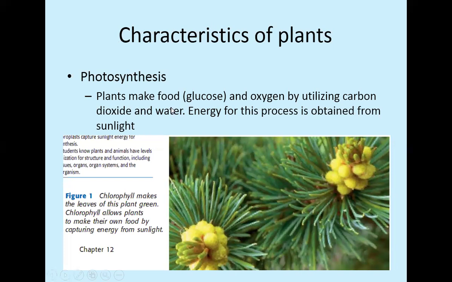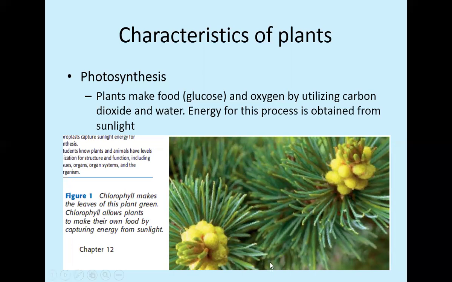So by the process of photosynthesis, plants make their food, which is glucose. They take up carbon dioxide from air, they take up water from the soil, and they harvest the energy of sunlight for carrying out this chemical reaction. Through a series of chemical reactions, they produce their food, which is glucose. In the process, they also produce oxygen as a byproduct.